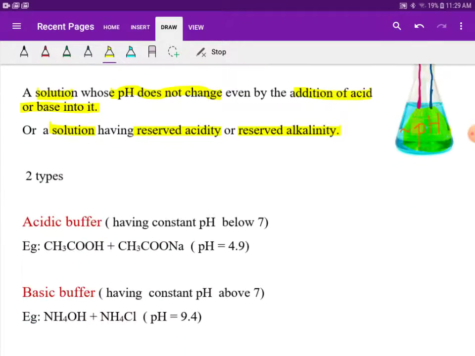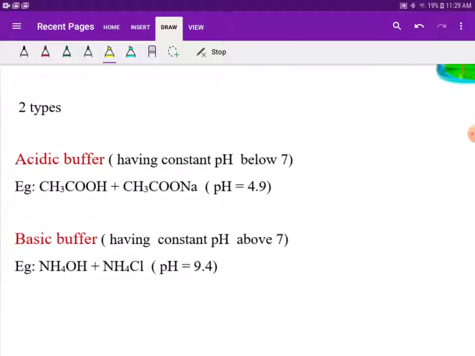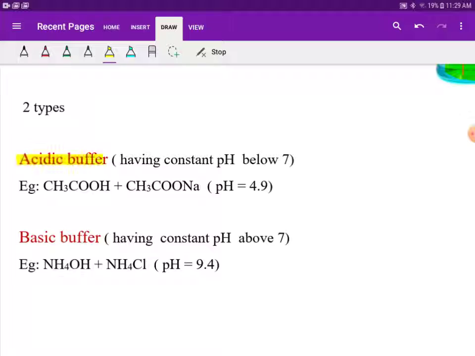There are two types of buffer. One is an acidic buffer having a constant pH below 7. Example, acetic acid plus sodium acetate, with a pH of 4.9. And second is a basic buffer having a constant pH above 7. Example, ammonium hydroxide and ammonium chloride with a pH of 9.4.